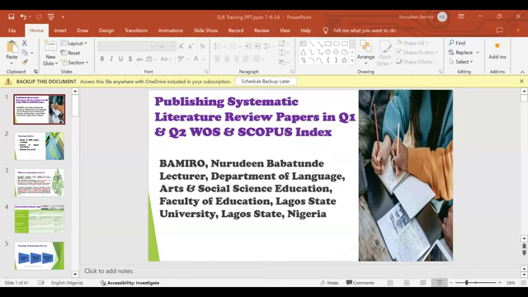Basically, in this training we are going to have three stages. One, we first of all look at the steps in writing an SLR paper. What are the steps that we must follow? Then we are going to look at the issues, or why is it that some of these papers are rejected when you submit them? Why is it that some of these journals reject them?